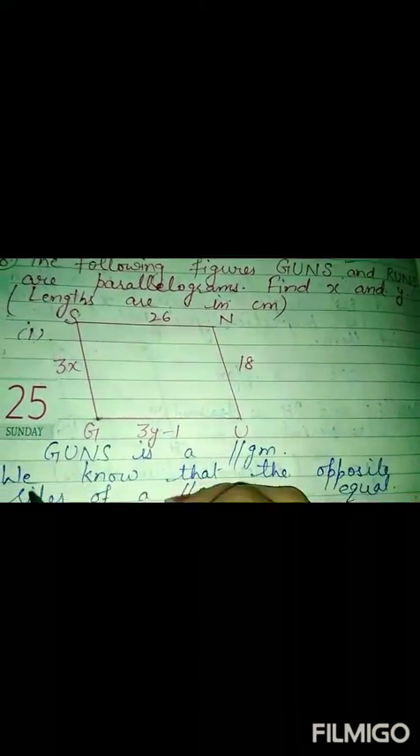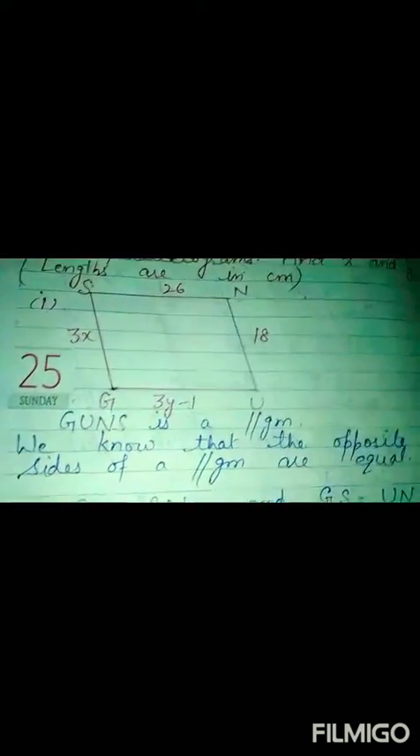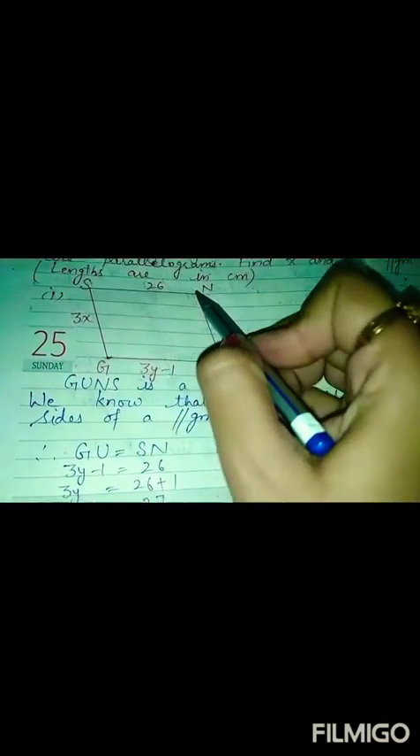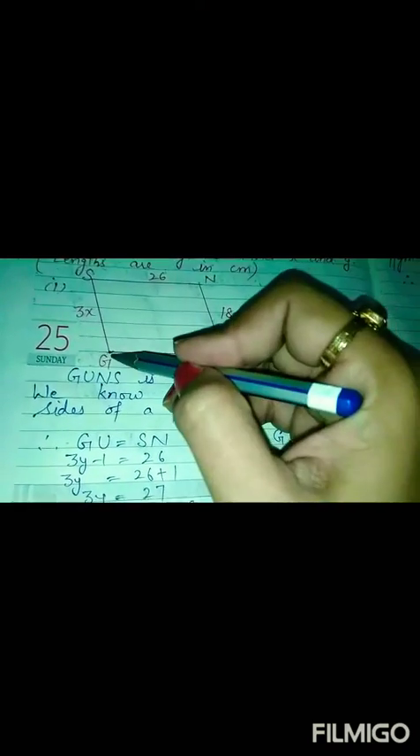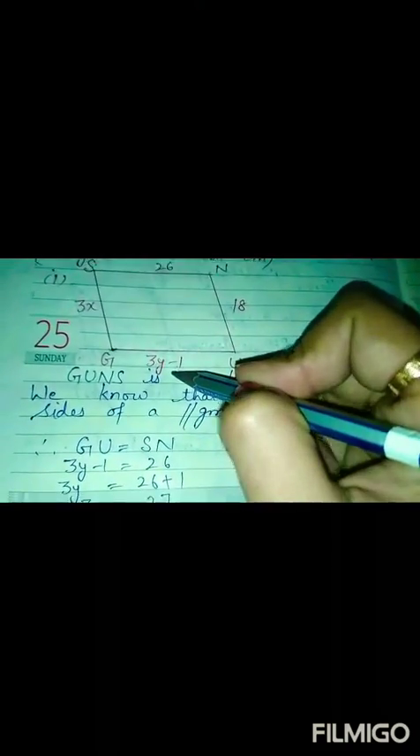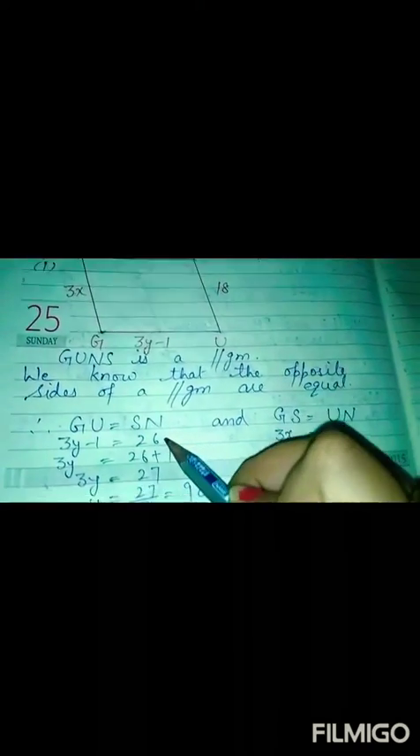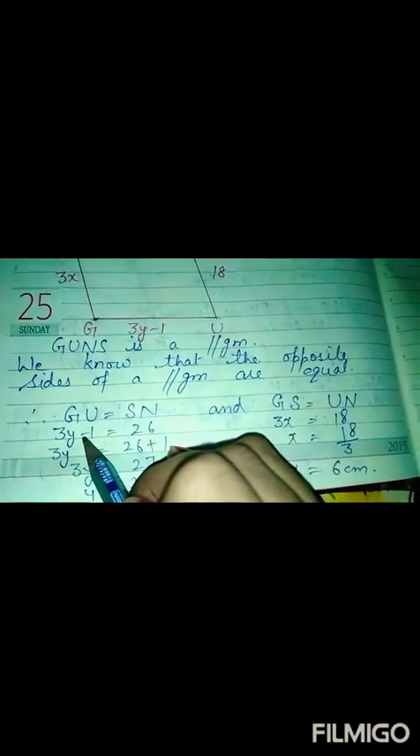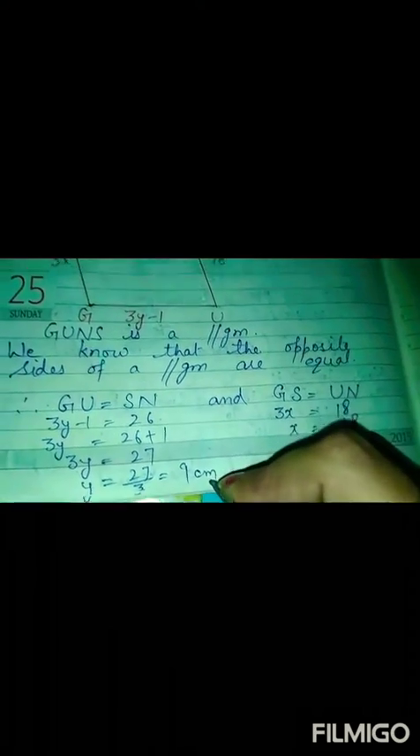constant term. So, as GUNS is a parallelogram, we know that the opposite sides of a parallelogram are equal. So, GU is equal to SN and GS is equal to UN. What is the value of GU? It is given as 3y minus 1 and SN equal to 26. Therefore 3y equal to 27, y equal to 27/3 equal to 9 centimeter.